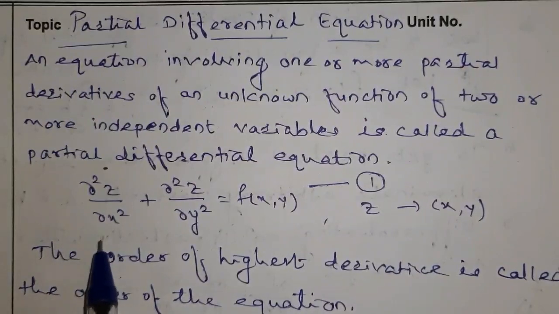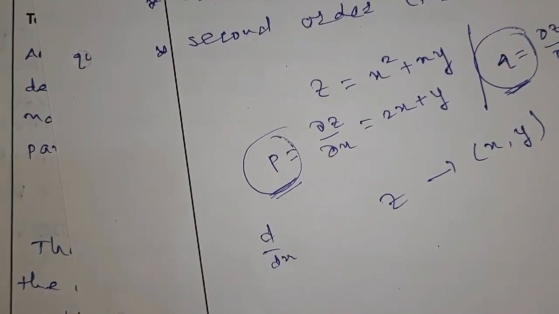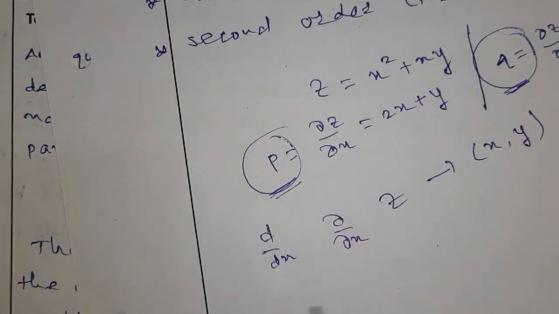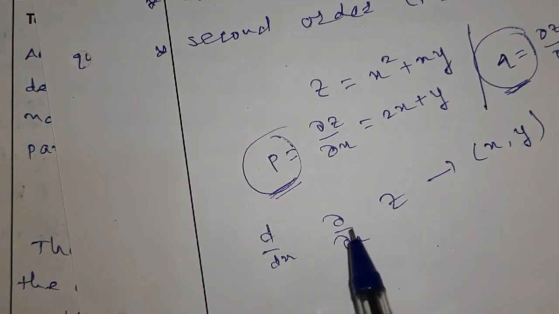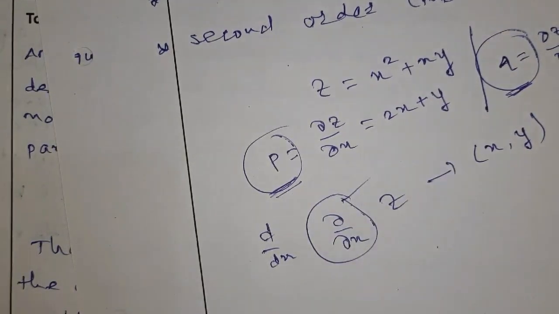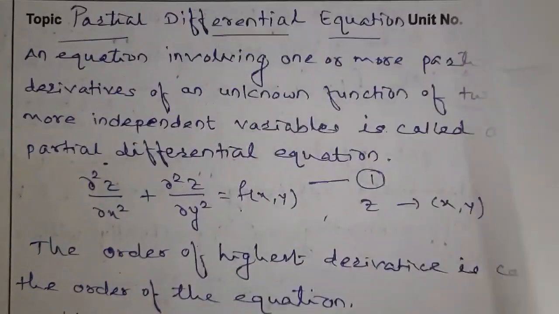Now dou by dou x, this is the notation used for partial derivative. For an ordinary derivative we use d by dx, right? For a partial derivative we use dou by dou x. Some people may call it dabba by dabba x, or partial derivative with respect to x. You may keep any word in your mind for pronunciation, but write dou by dou x, dou by dou y, dou by dou z like that.